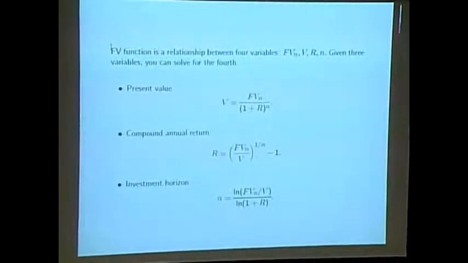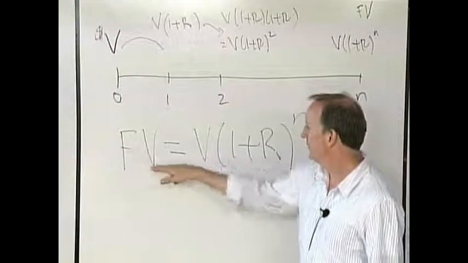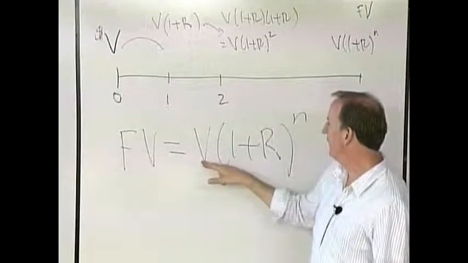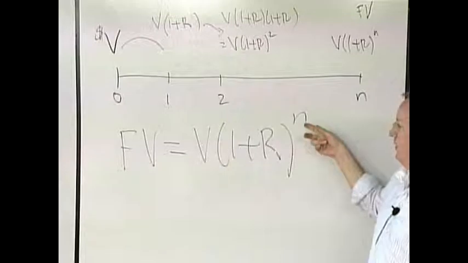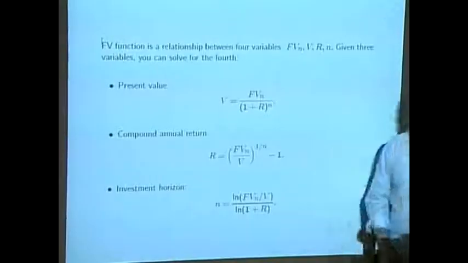Then we just take the logarithm of both sides. You take the future value divided by V. That's 1 plus r to the power n. Take the logarithm, solve for n. And then we can solve for n this way.